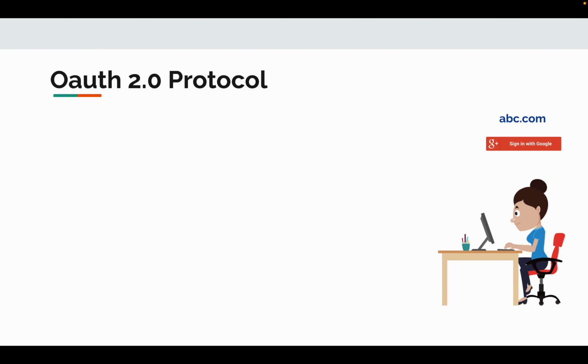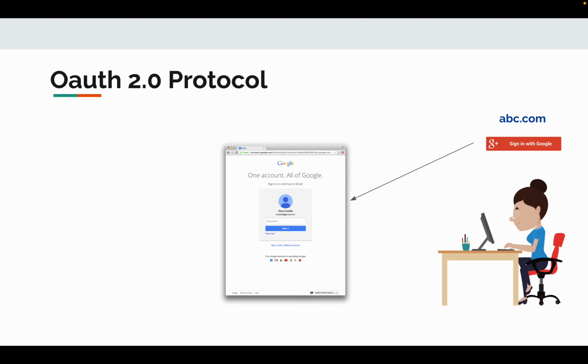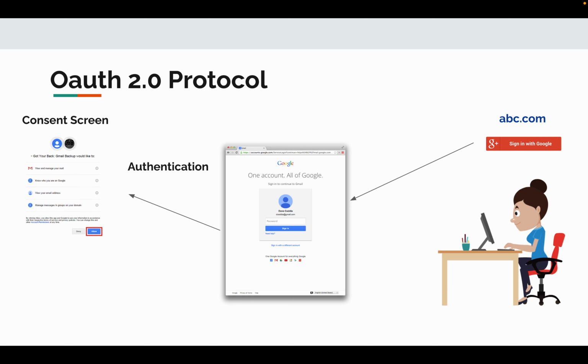Now, talking about the OAuth 2.0 protocol, let's take an example. There's a user and he just wants to log in on abc.com. He will find a login with Google option. Once the user clicks on sign in with Google, it will redirect to the Google login page, and after providing the Google credential, the user will get logged in and it will again redirect to the consent screen.